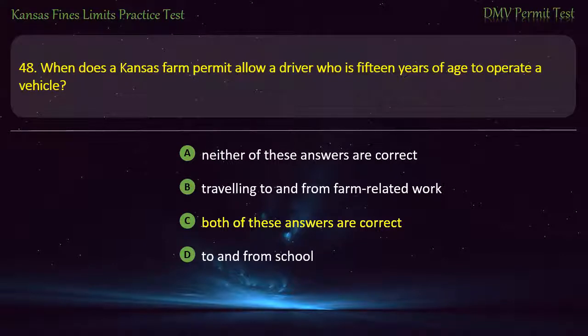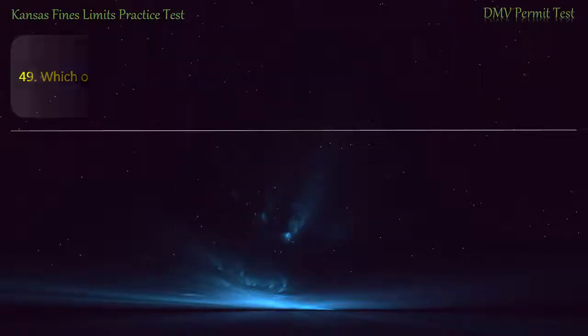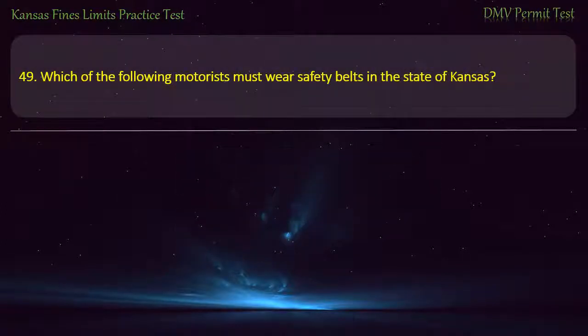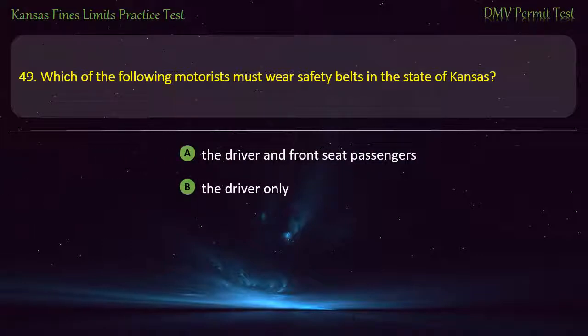Question 49. Which of the following motorists must wear safety belts in the state of Kansas? The driver and front seat passengers. The driver only. All motorists. Back seat passengers only. Answer. All motorists.